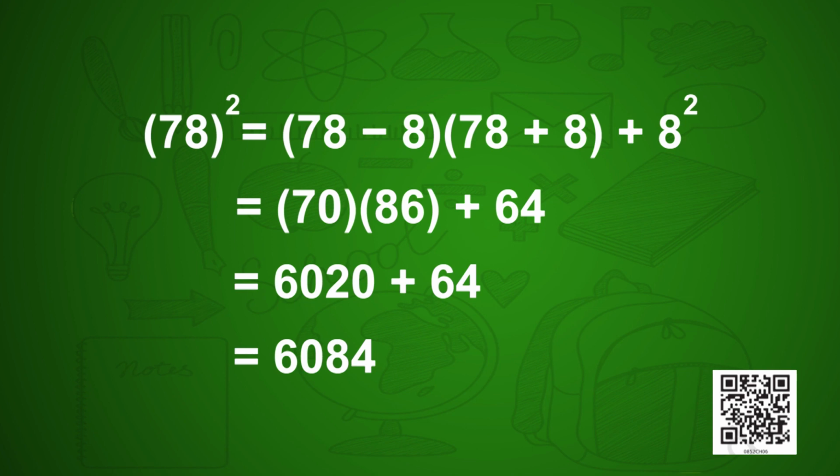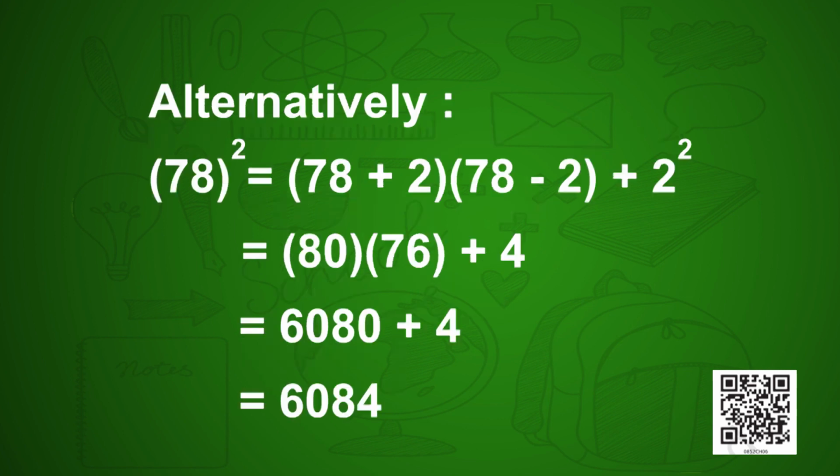Now we will take up the next example, that is 78 whole square. Here the unit digit is 8, and the square of 8 is 64. Now let's take the other two numbers by adding and subtracting this 8 from 78. Subtracting 8 from 78, we get 70, and adding 8 to 78, we get 86. The product of 70 and 86 is equal to 6020, and adding the square of 8, that is 64, we get the sum as 6084.